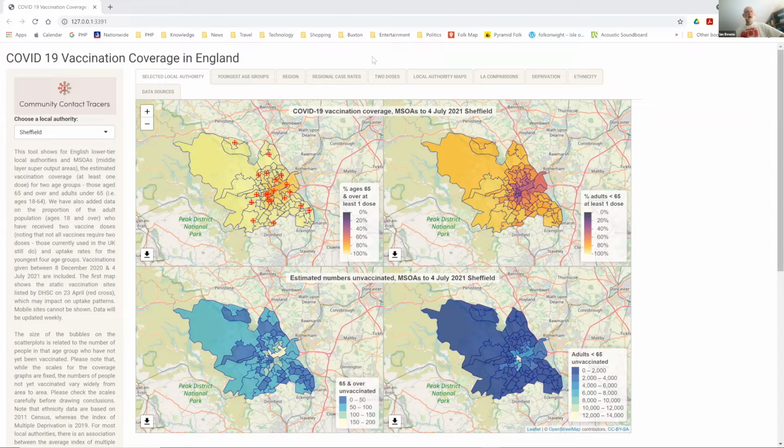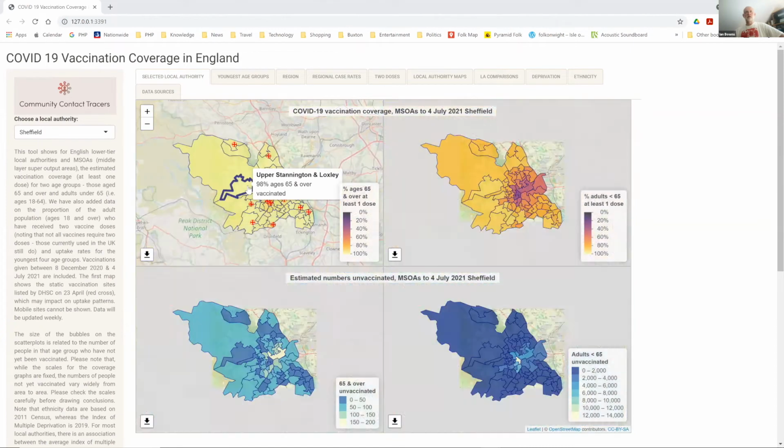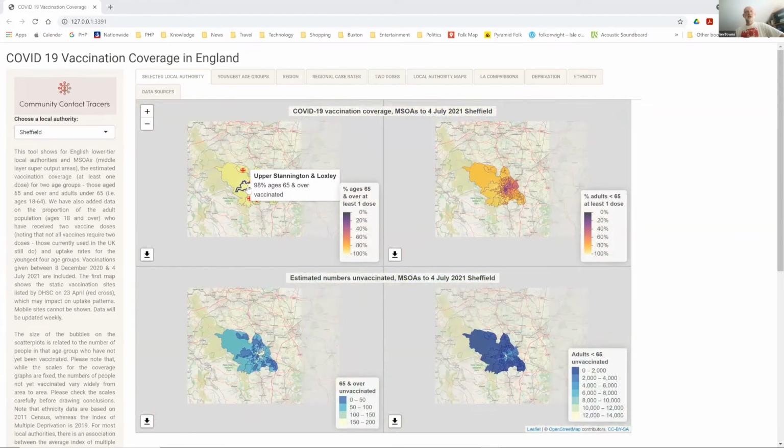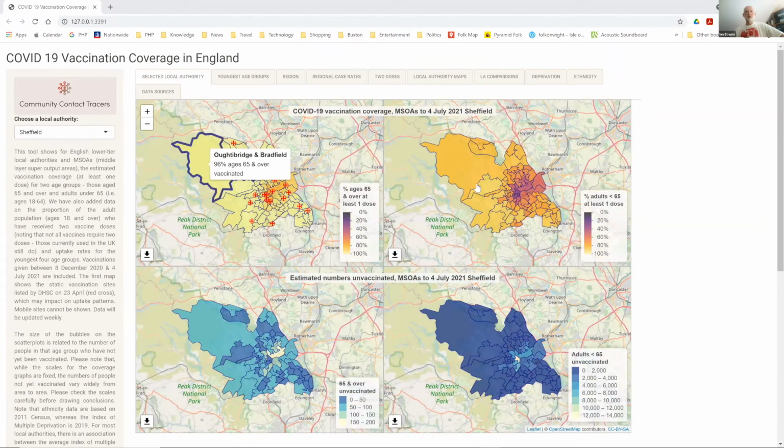And what we've got is a map. So if you see the map top left, can you see the text come up when I hover my mouse over it, or is that not working? So it says Uxbridge and Bradfield, 96% of people over 65 vaccinated. And you can hover over each area and you can zoom in to look a little more closely if you want to look at an area that you're particularly interested in. Okay, so we've got those percentages by small area. Now, the one at the bottom is an estimate of the number of people in those age groups who've not been vaccinated. So let's pick Uxbridge and Bradfield again.